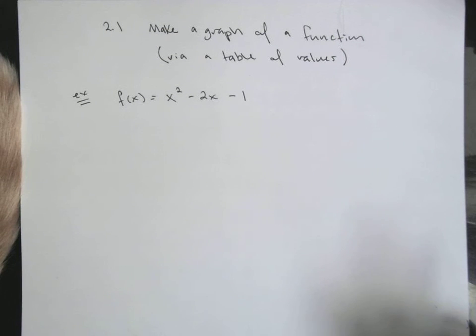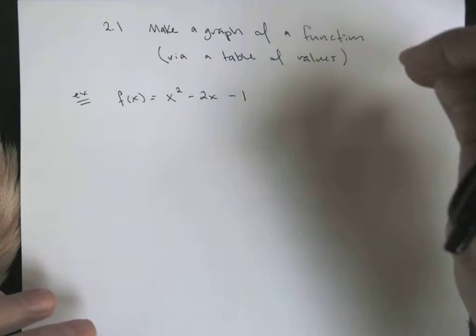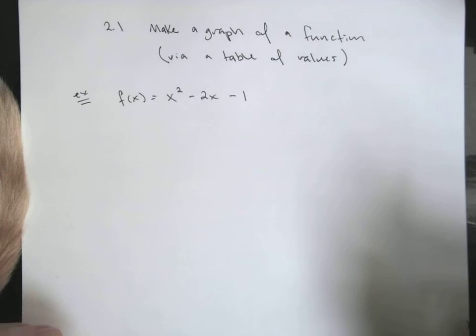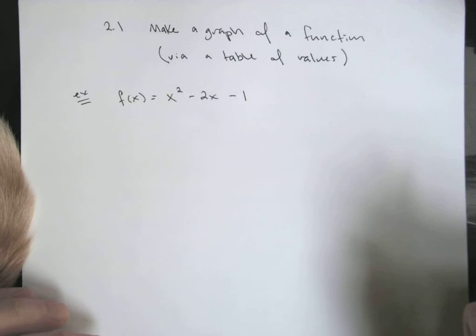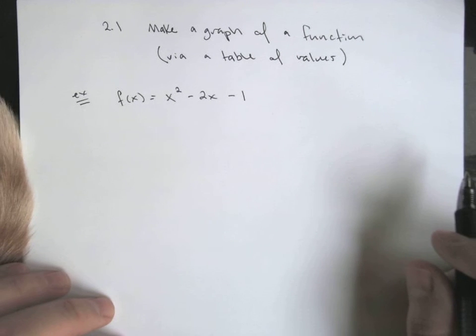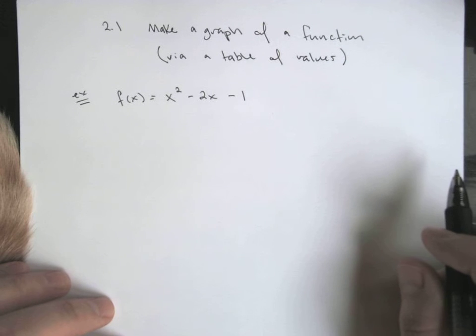We're going to make a graph of a function via a table of values. In chapter 3, there's much more detail about making graphs of functions. But for now, if you just don't have any other tools or strategies, the default strategy is just to make a table of values. You can always do this.